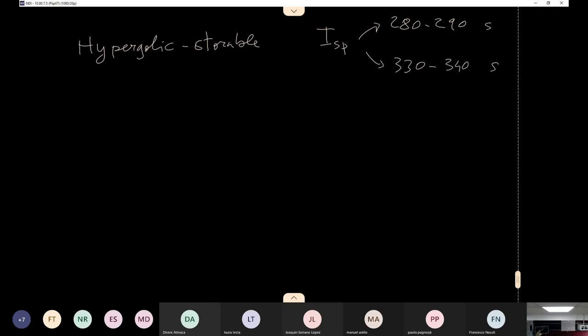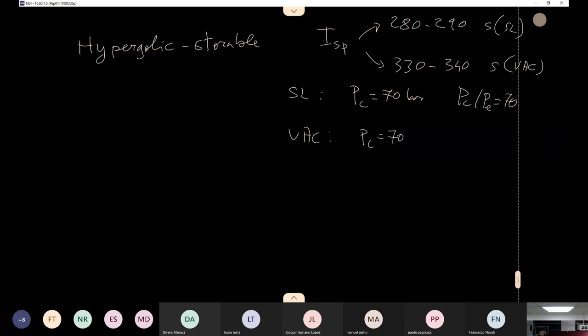So, to give a brief mention, what are the conditions for this evaluation? And here, the values that I show today are more or less referring to the case of, when I talk about sea level, we think of a chamber pressure of about 70 bar and expansion equal to 7, so expansion up to the atmospheric pressure. This is for sea level. And for vacuum, I will consider a pressure of 70 bar and not a vertical component.